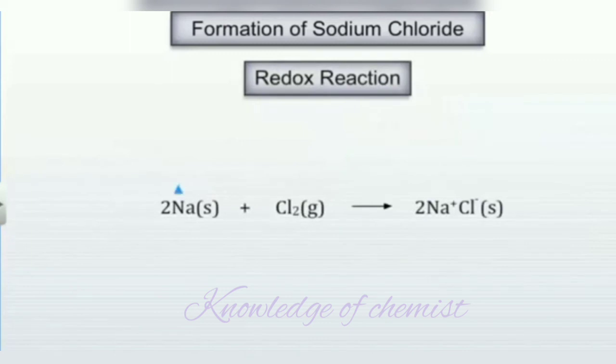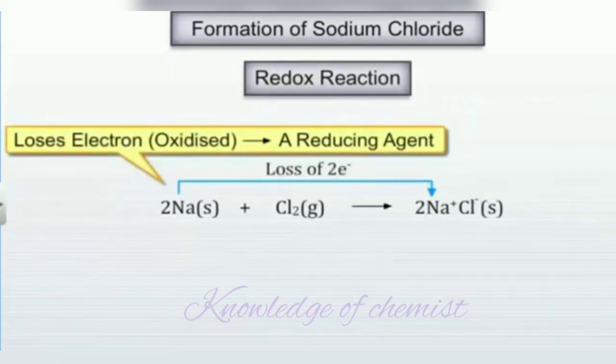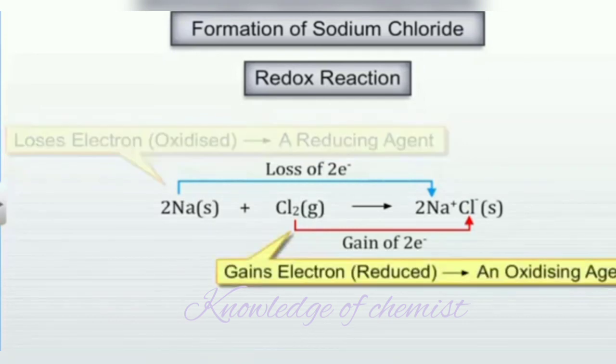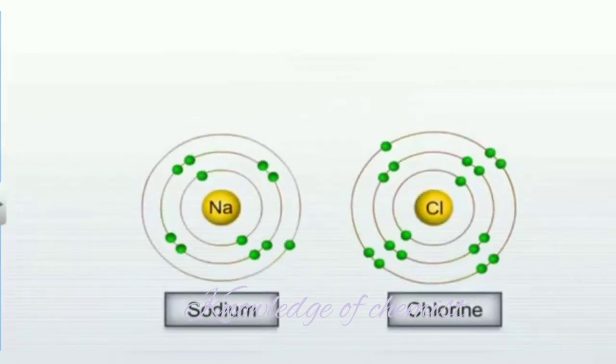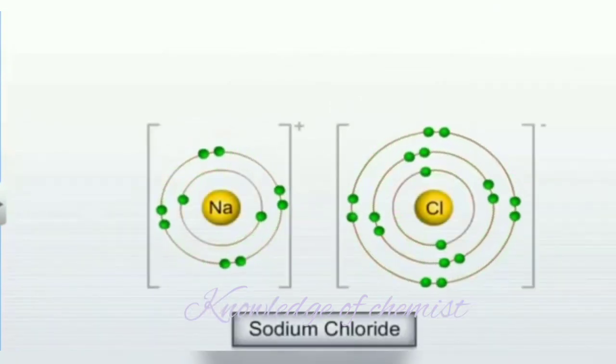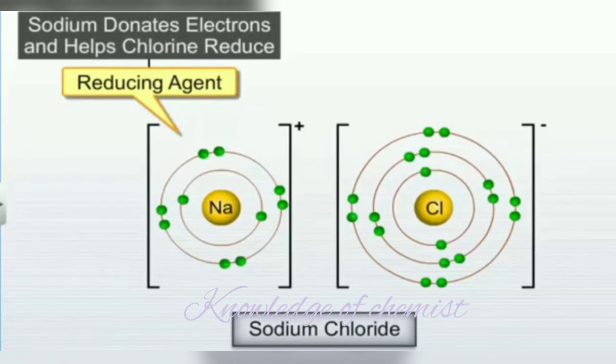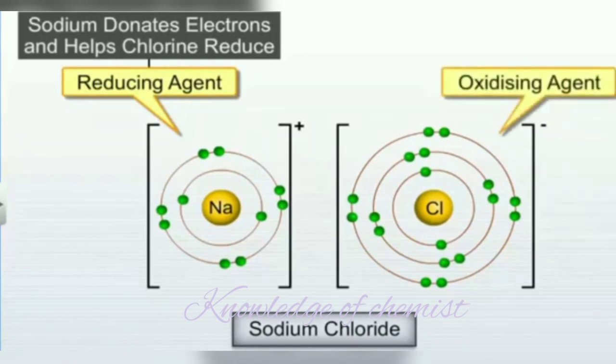In a redox reaction, the substance that donates electrons to reduce the other substance is known as the reducing agent. On the other hand, the substance that accepts electrons to oxidize another substance is known as the oxidizing agent. In this process, the reducing agent gets oxidized and the oxidizing agent gets reduced. Thus, in the reaction between sodium and chlorine to form sodium chloride, sodium acts as the reducing agent by donating electrons, while chlorine acts as the oxidizing agent by accepting electrons.